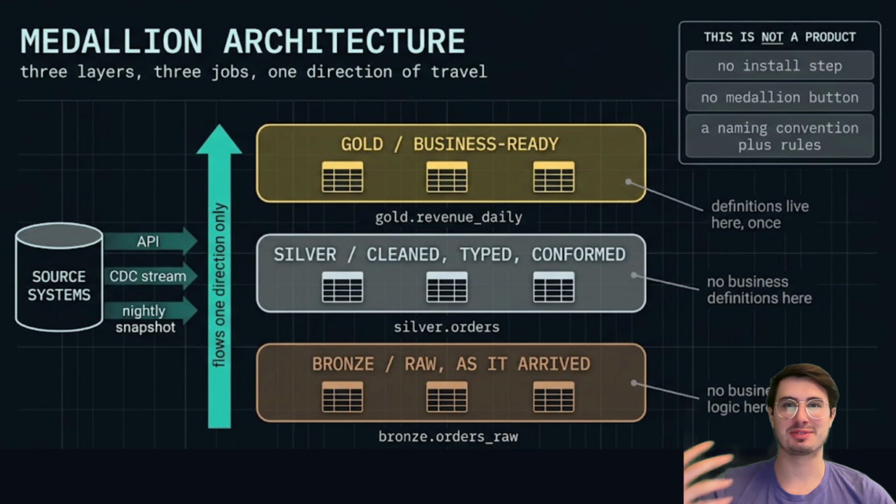which is the first kind of assumption I hear a lot. You don't install it. There's no Medallion button in Databricks or Snowflake or BigQuery or wherever you work. It's really just a naming convention plus a set of agreements about what a table is allowed to contain at each stage. And when you say it out loud, it is kind of underwhelming, right?